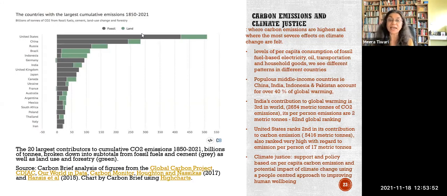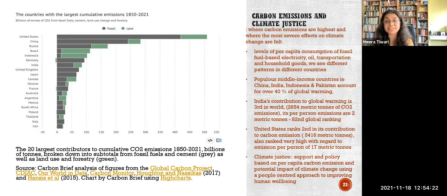But just as an example, if you look at the per capita emission, and I've given the example of India here, we could also give the example of China or any other country. But within India, India is ranked third in the global contribution to global warming, with 265 metric tons of carbon emissions being released.